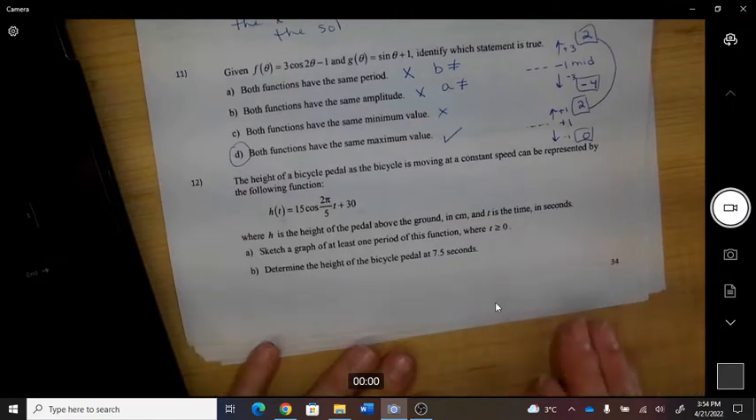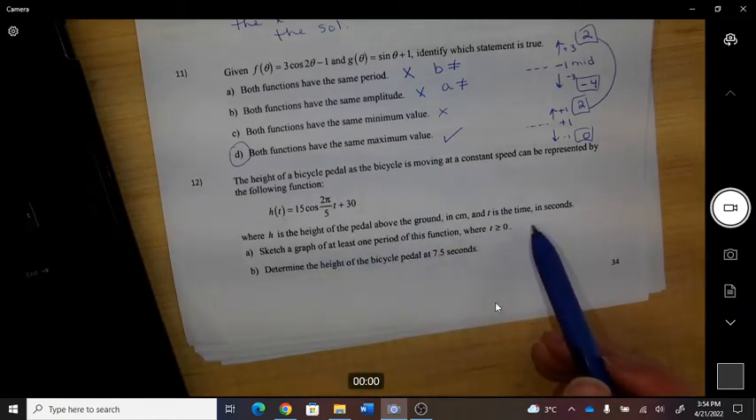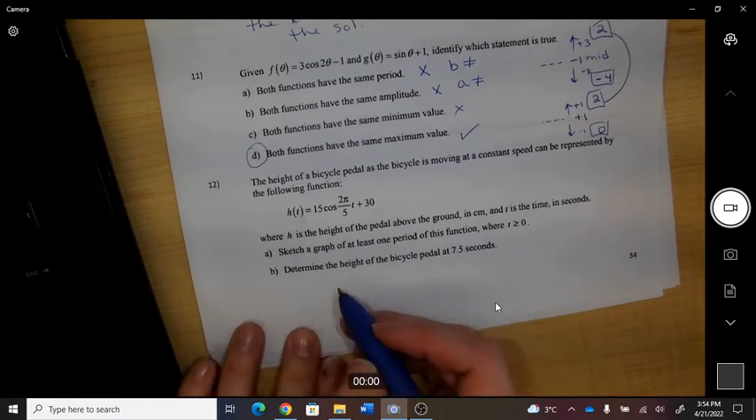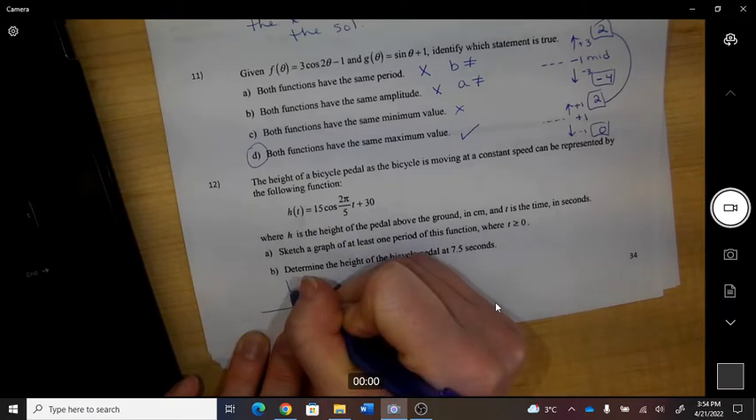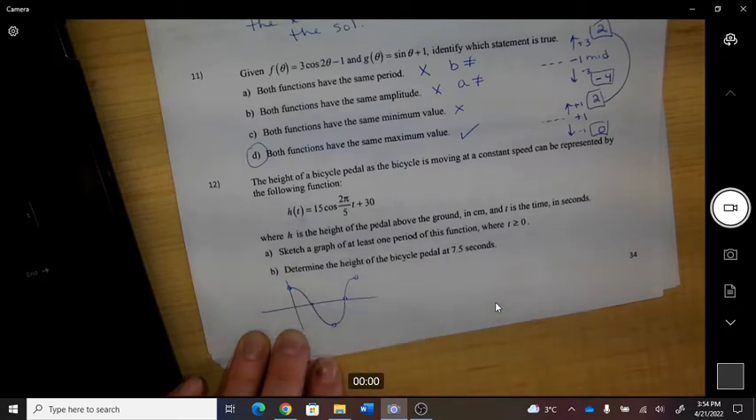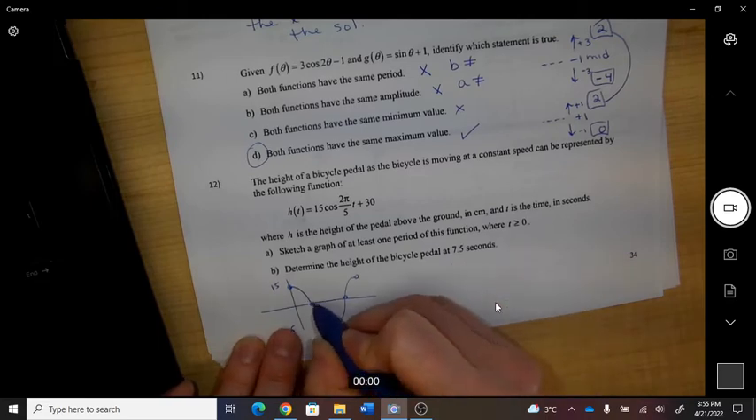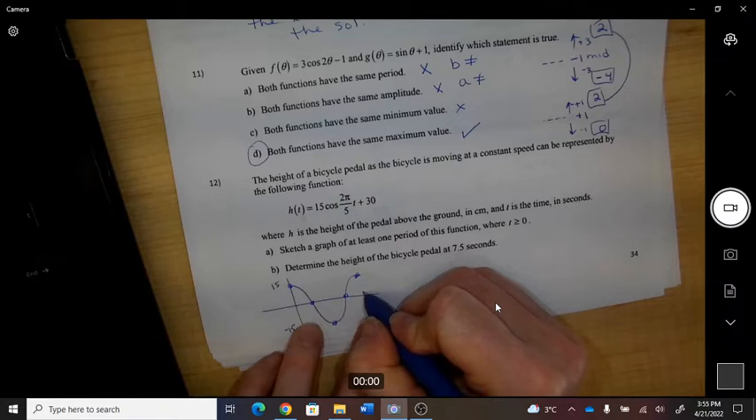Number 12, the height of a bicycle pedal is represented by this equation. So it's the height of the pedal off the ground versus the time. Sketch at least one graph, one cycle of this graph. Okay, so cos with the 15. So cos curve would look like this. And 15 with a -15. So that's that part.